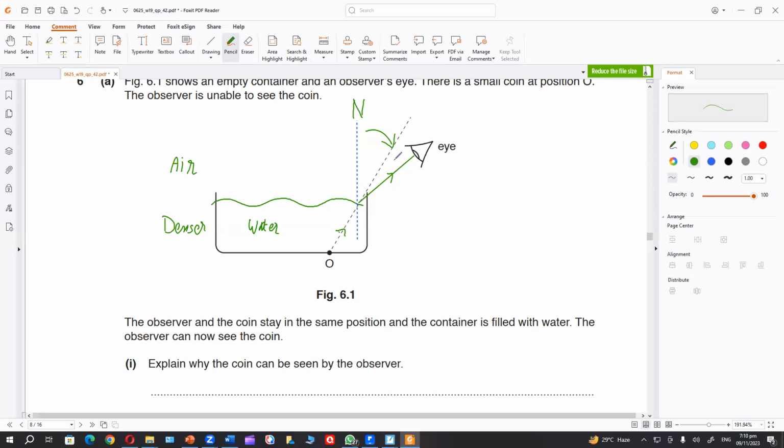I will give the example of a swimming pool. When you stand near a swimming pool, you will get the same issue, that the image is tilted. Why does this happen? Actually, waves are able to refract. When refraction occurs, waves bend.